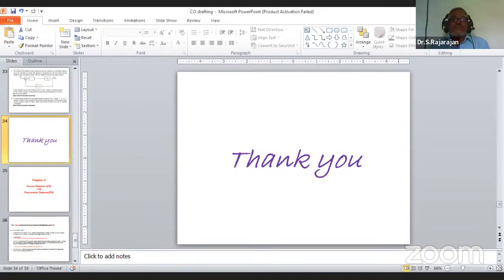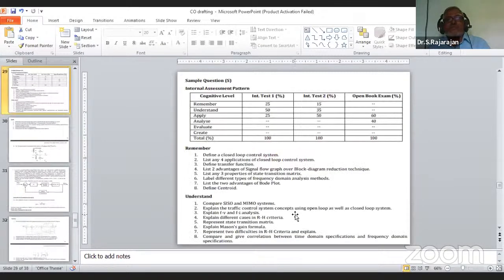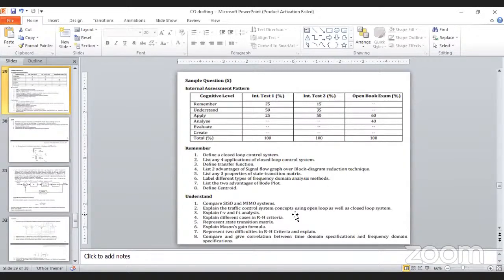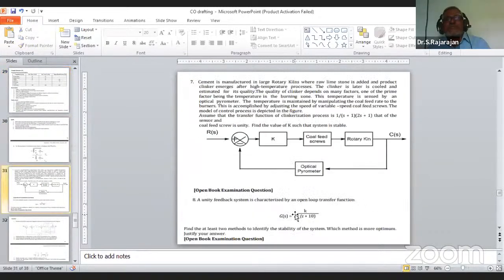Whenever you find out, the slide is visible to us. Now, if you look at this, these are all the control system questions. So we have to prepare whenever you write any CO. In part A, how many questions will be asked? You have to prepare part A questions, part B, part C also.